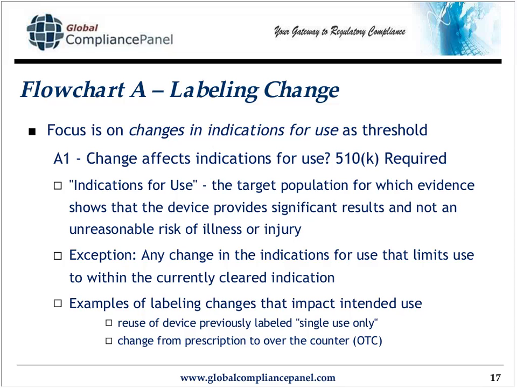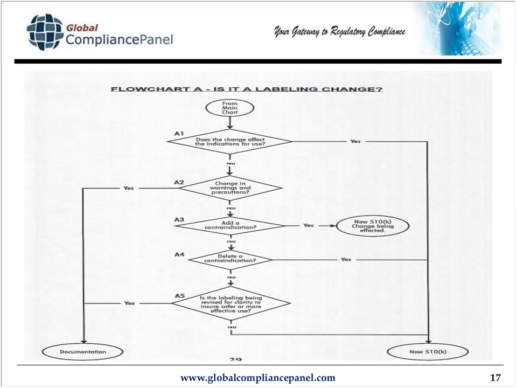So examples of changes that do impact intended use are reuse of a device previously labeled single use only, a change from a prescription device to an over-the-counter device. If you go from an over-the-counter device to a prescription device, there's no 510K required because I am, in coordination with the exception here, limiting the use. I'm not extending the use, I'm limiting it.